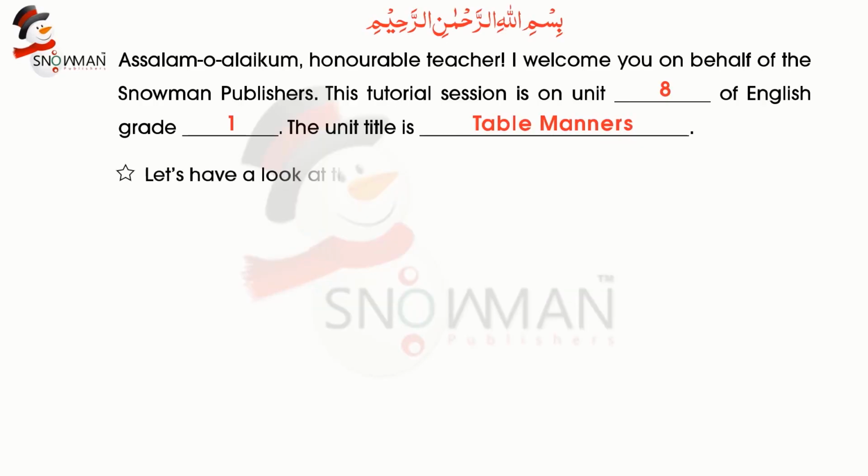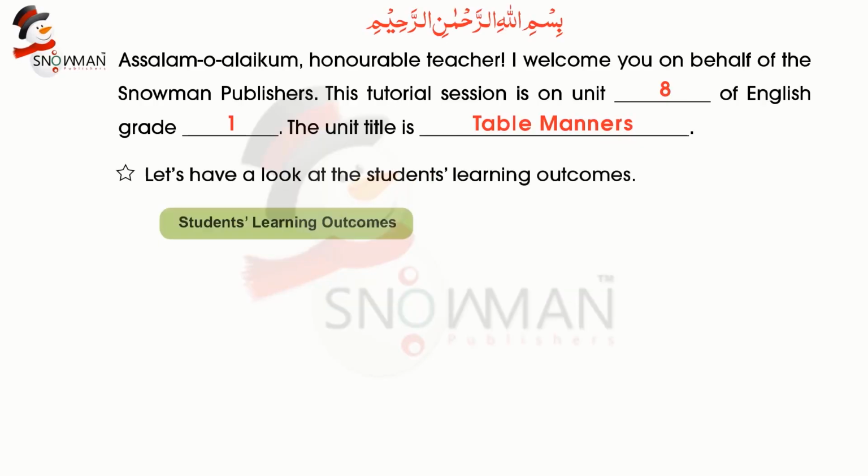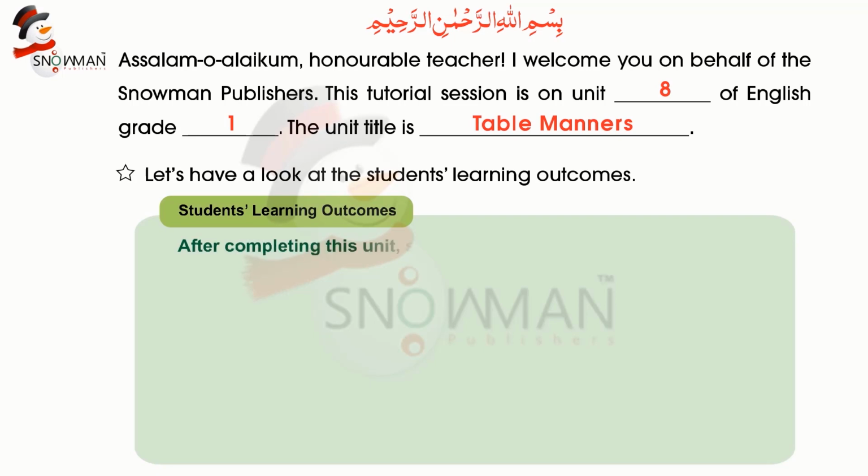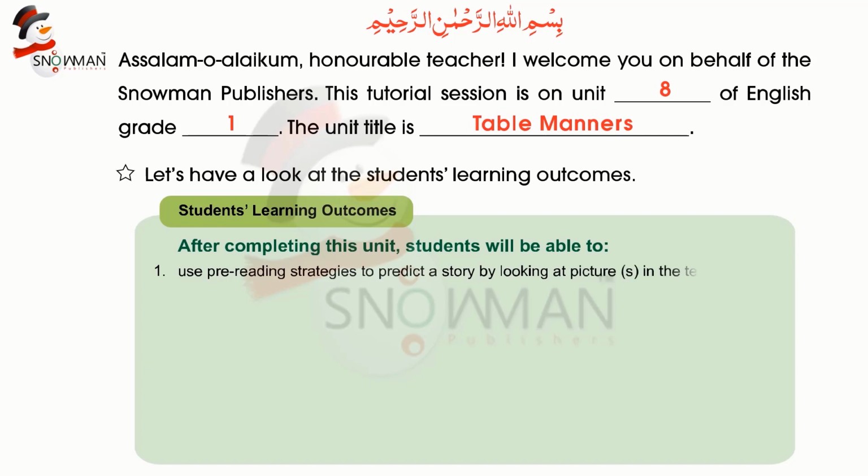Let's have a look at the students' learning outcomes. After completing this unit, students will be able to use pre-reading strategies to predict a story by looking at pictures in the text. Interact with the text and use reading strategies while reading to locate factual information.